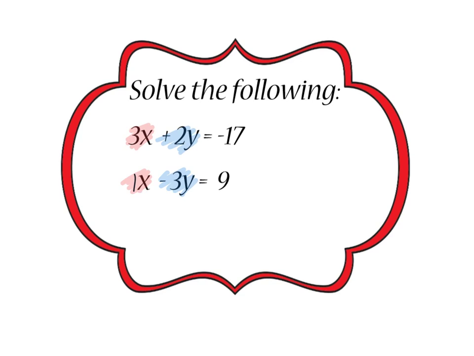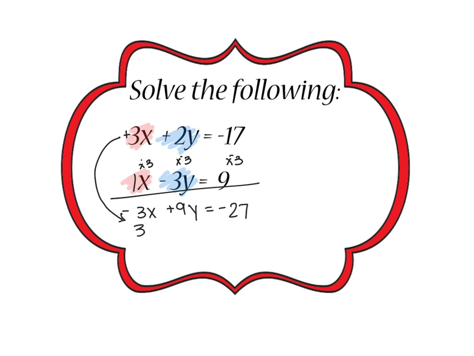For this example, if I look, I have a 3x and a 1x, so I could really easily make this 1x a 3 if I multiplied by 3. But since this top 3x is positive, I want this one to be negative, so I'm going to need to multiply each by negative 3. When I do that, I'm going to get negative 3x plus 9y equals negative 27. And then I'll want to rewrite this right below.